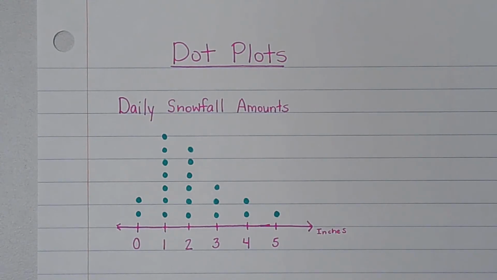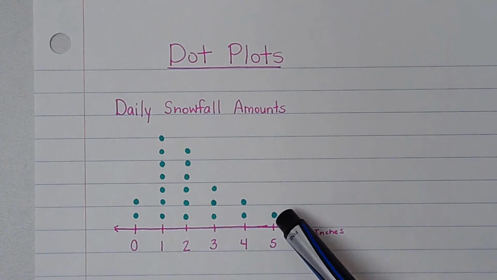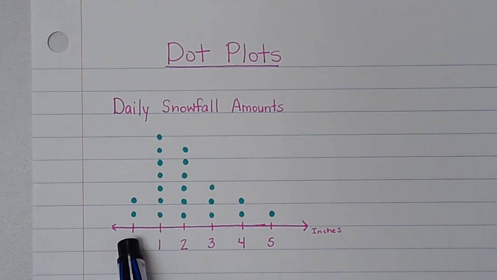Or they might say, what's the least, how many inches has the least number of days? And that would be the 5 inches. 5 inches only has one day that it actually snowed 5 inches. And then they might ask you something like, what's the least amount of snow that fell? And that would be 0 because there were 2 days that it didn't snow at all. So that's how you read this.